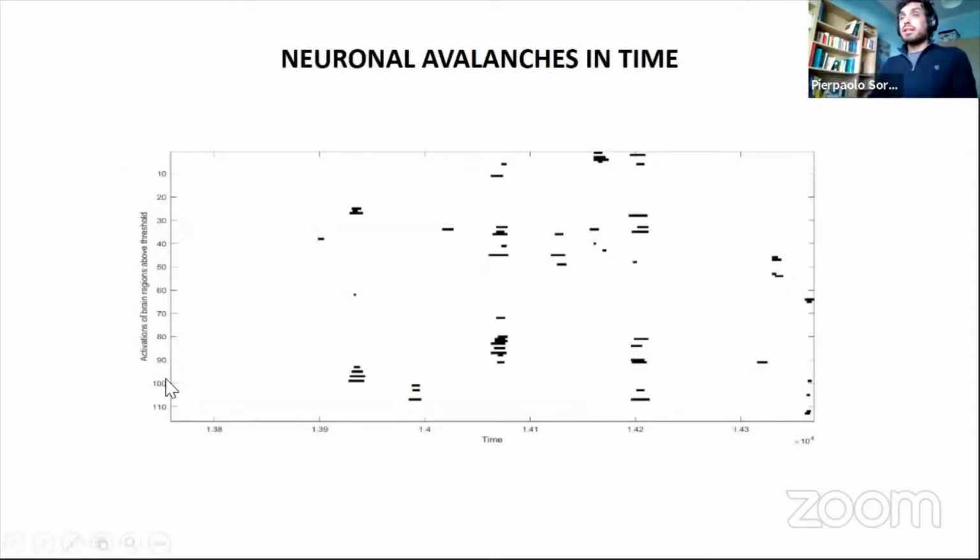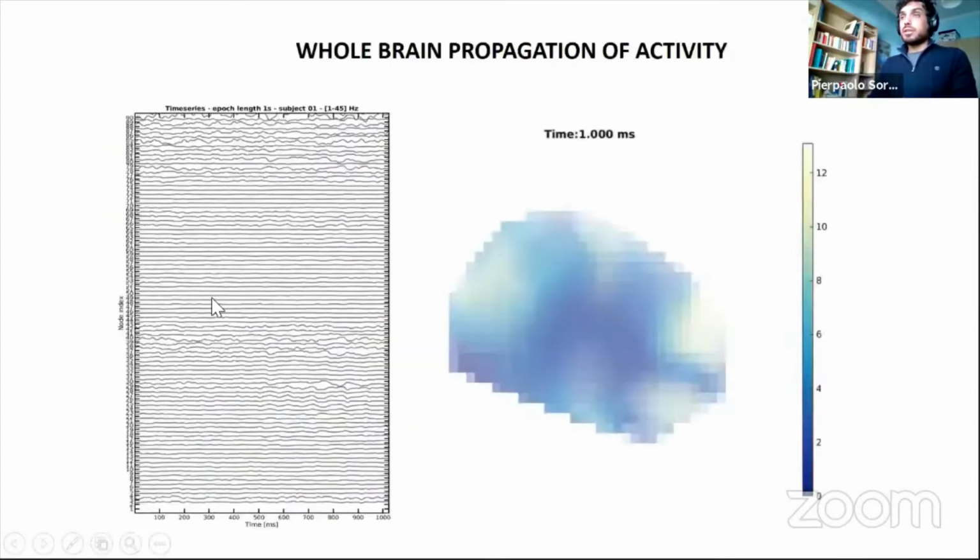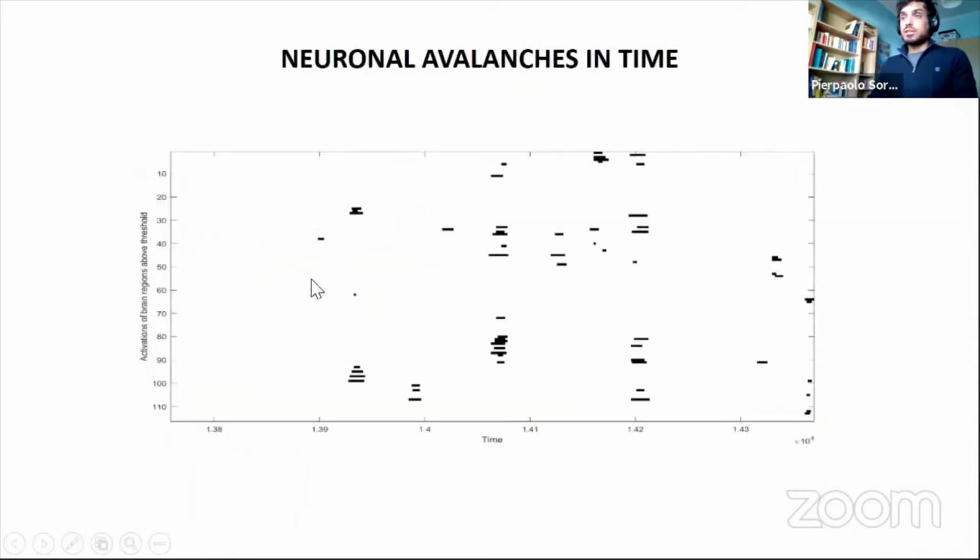So when we do that, from time series such as these, we obtain a raster plot where you have time on the x-axis and thresholded activity on the y-axis, such that, for instance, this region was not active, is always equal to 0, it's below threshold, and then suddenly it goes above threshold and you get a burst of activity.